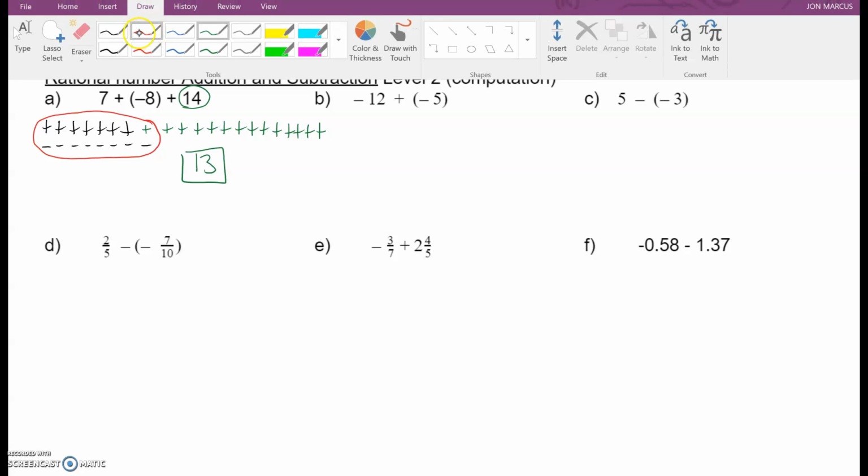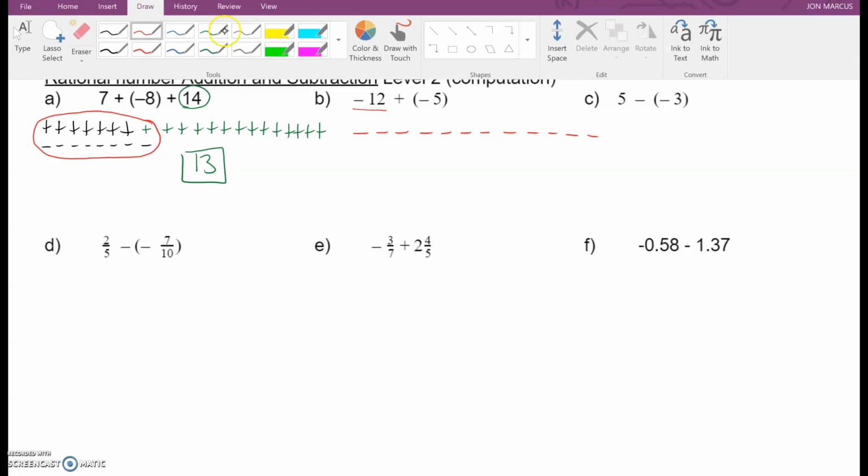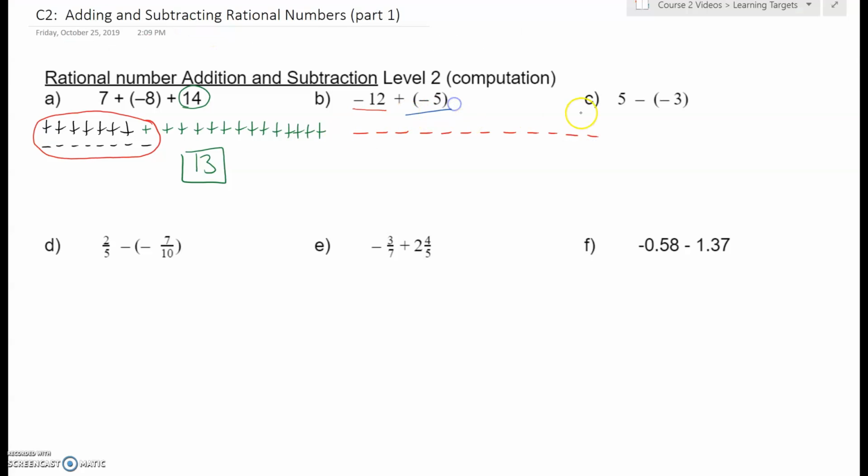Here we've got negatives. So negative 12: 1, 2, 3, 4, 5, 6, 7, 8, 9, 10, 11, 12. And then we've got 5 more negatives: 1, 2, 3, 4, 5. So when we add negatives, our answer is getting more negative. So we've got 12 plus 5 is negative 17.